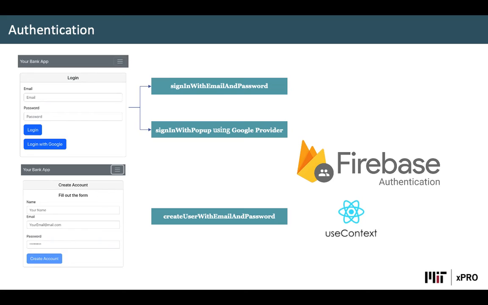One of the challenges was first to implement the authentication methods and integrate them so we can access the user from everywhere in the application. To achieve this, I used useContext and createContext, these tools from React. By implementing Firebase functions, signing in with email and password, signing in with pop-up, using Google as the provider, and create user with email and password, the authentication process could be achieved.